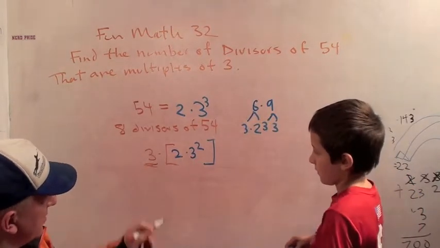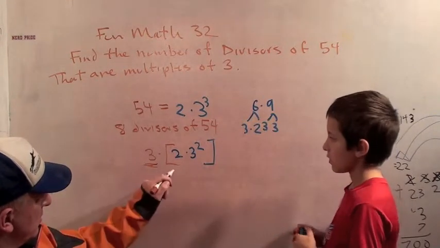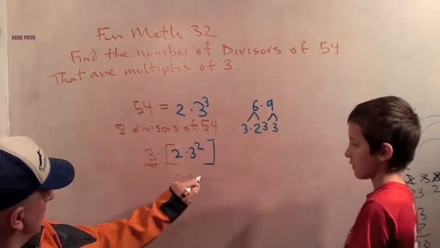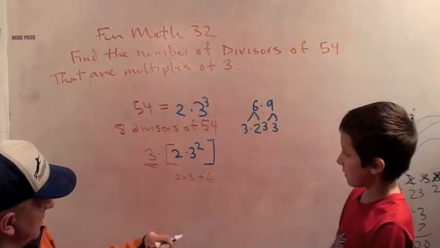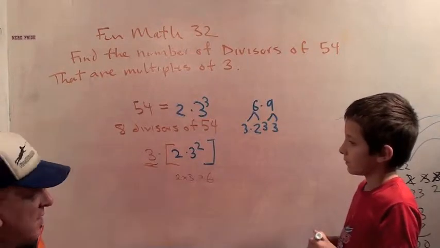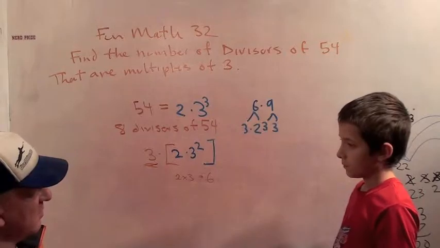So how many choices do we have? We have 2 choices for the 2, and 3 choices there, which is 6. So there are 6 divisors of 54 that are multiples of 3. That's pretty interesting. Most of the divisors, 6 out of the 8, are actually multiples of 3.